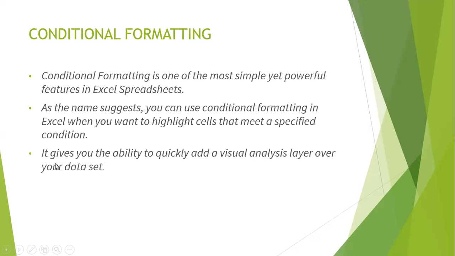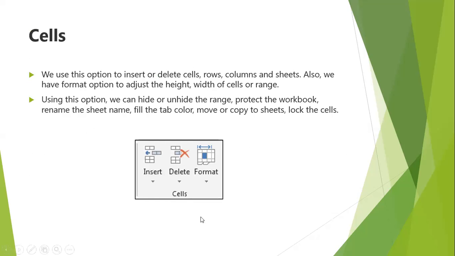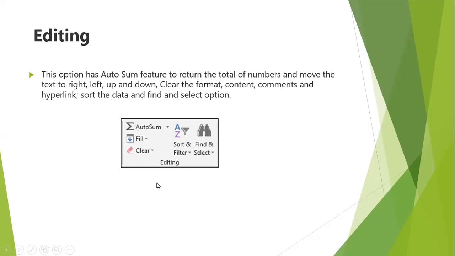After that I'm going to cover cells, the group with insert, delete, and format, which also has different options that we are going to cover. And the final group in the home tab is editing, wherein you have AutoSum, meaning formulas can be used there, and fill series. Then there is clear: how to clear the data, content, or format, with different options available under clear. We also have sort and filter, and find and select. That will be the last group in our home tab.